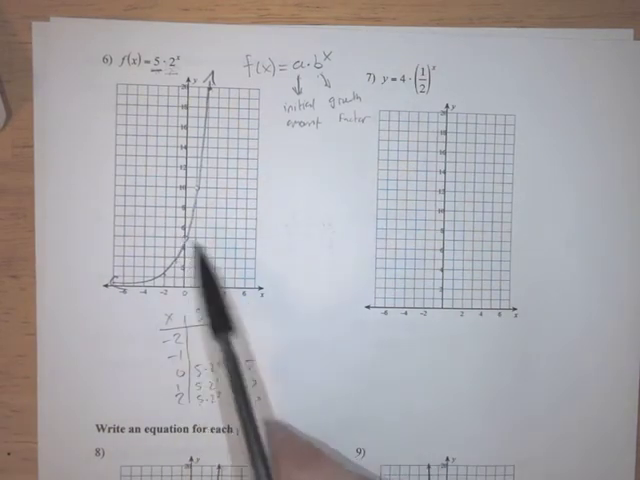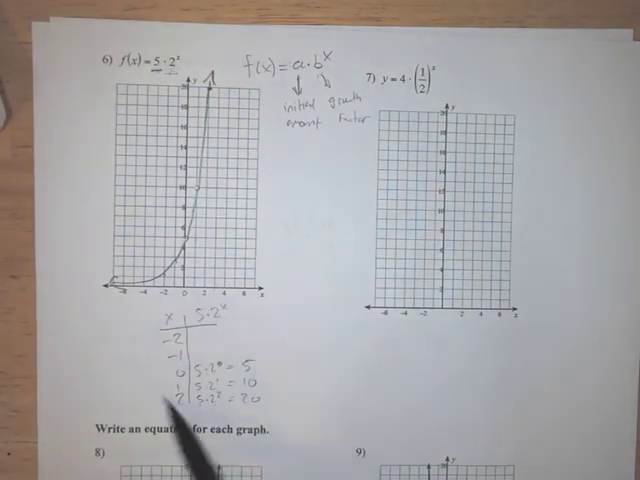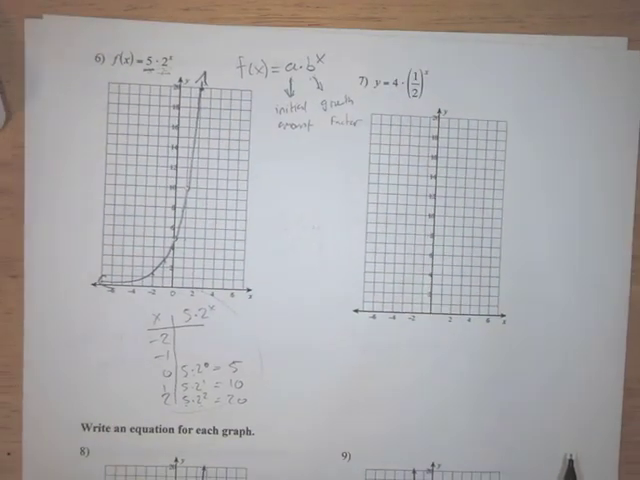So you can see that this matches. 0, 5, yep, we got it. 1, 10, yep, we got it. 2, 20, yep, we got it. But we don't necessarily need this every single time once we have the patterns down. Okay. All right, let's take a look at 7.